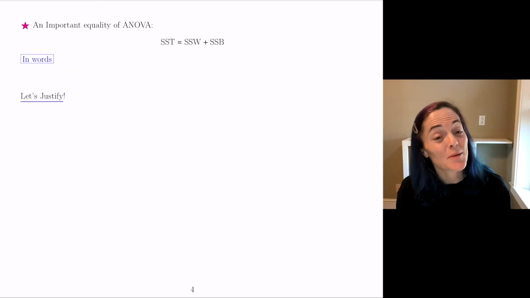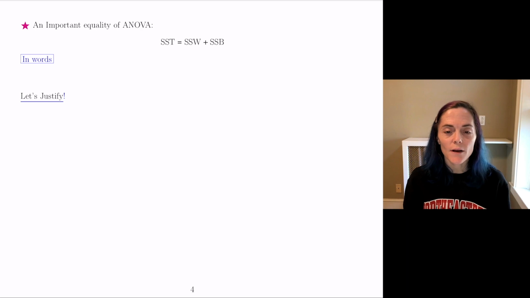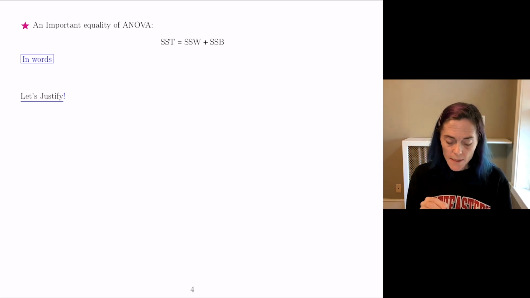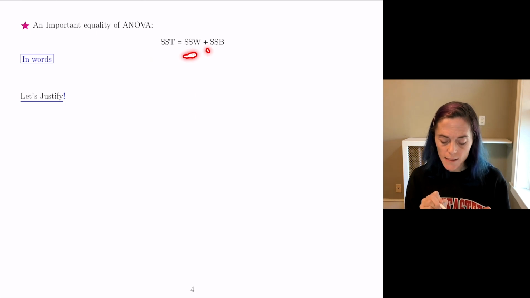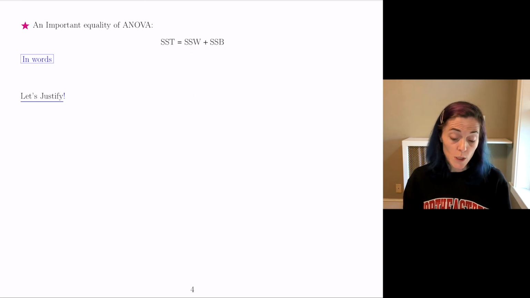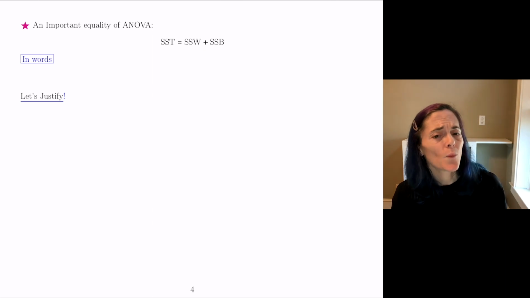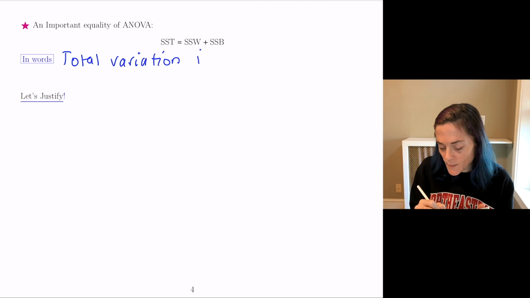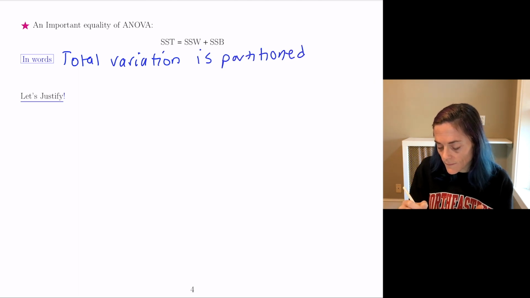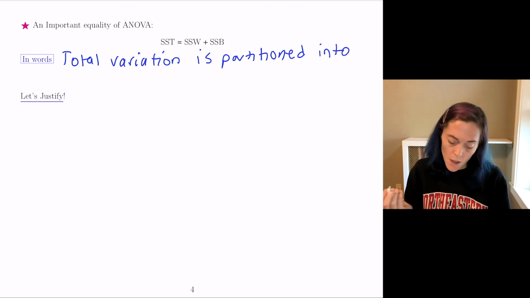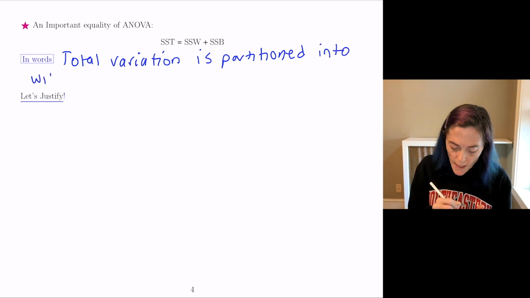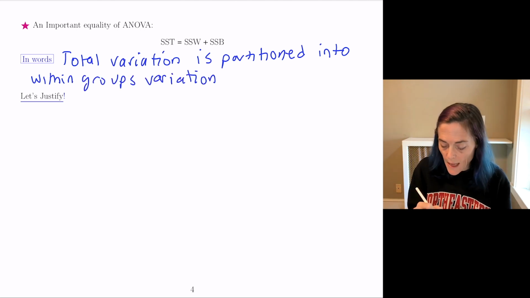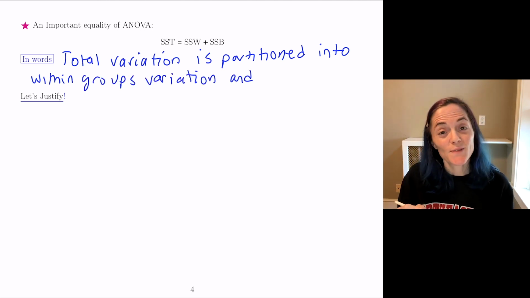I want to talk about an important equality of ANOVA. The sum of squares total equals the sum of squares within plus sum of squares between. What this is saying is the total variation is partitioned into the within groups variation and between groups variation.